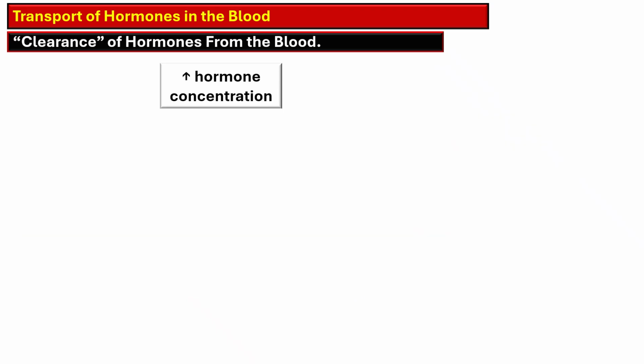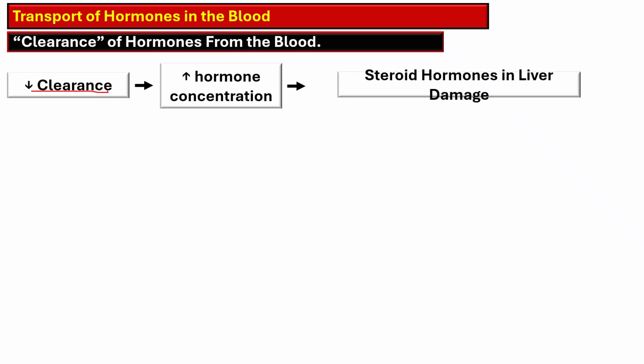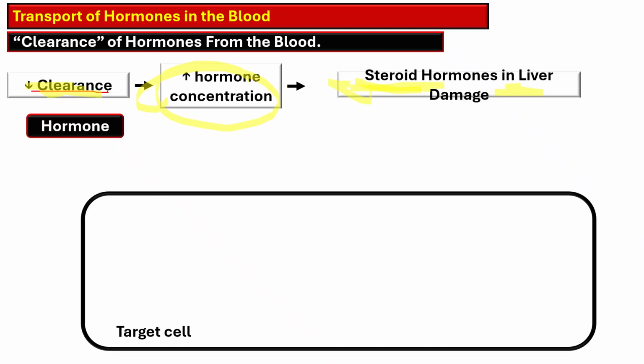Hormonal concentration may increase in the body, especially when the clearance is decreased. Whenever the clearance is decreased, there will be increased concentration in the body, as happens with the steroid hormones in liver damage.